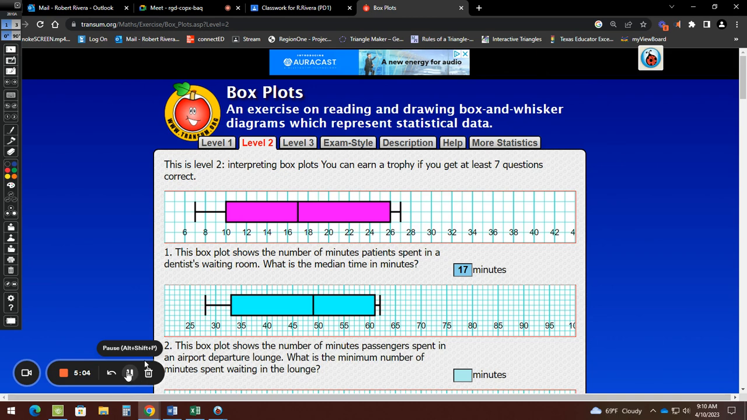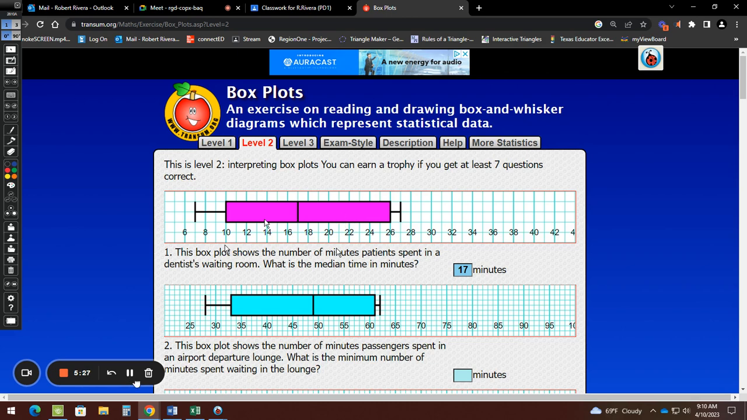Questions? So listen, between 10 and 26, look, 25%, 50%, that's what's true. Let's try one more. Ready? 75% of the data is less than 26 minutes.